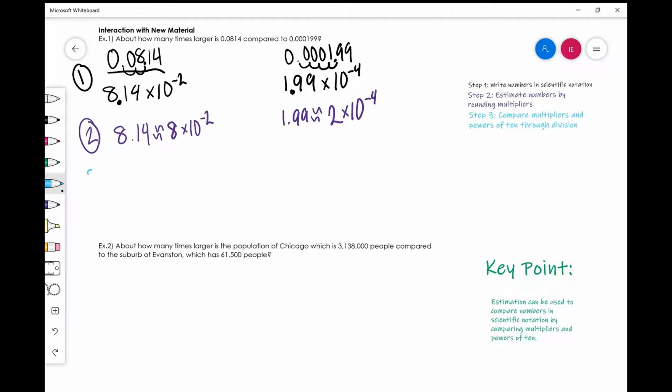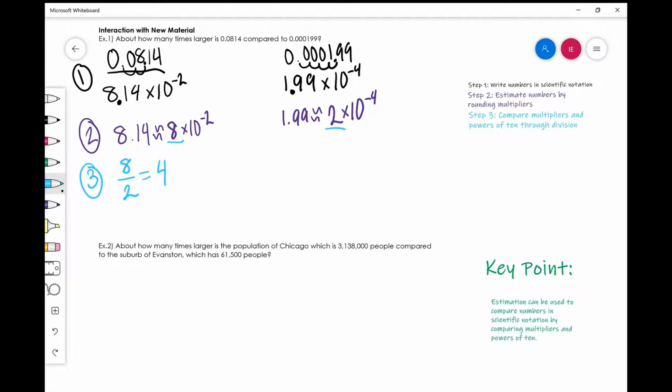So when we're looking through, let's first compare our multipliers. Again, we're looking at our estimated multipliers. So my first value is going to be 8 in comparison to 2. We're dividing so that we can see how many times bigger our first number is in comparison to our second. So I know that 8 divided by 2 is equal to 4. So that means 8 is 4 times larger than 2.